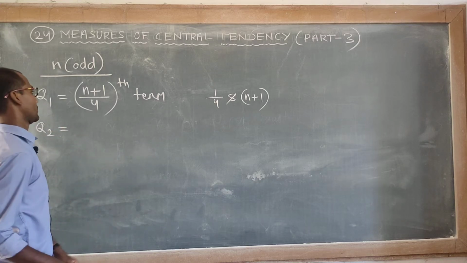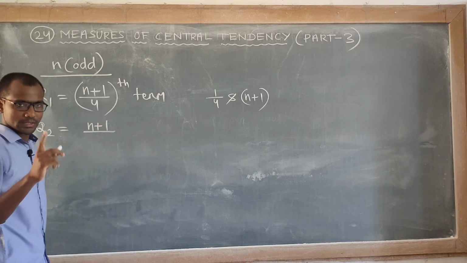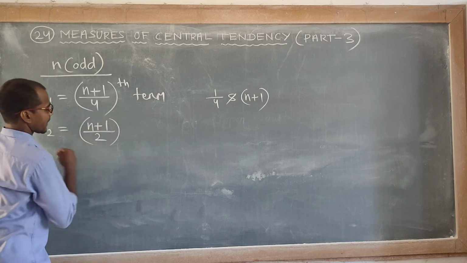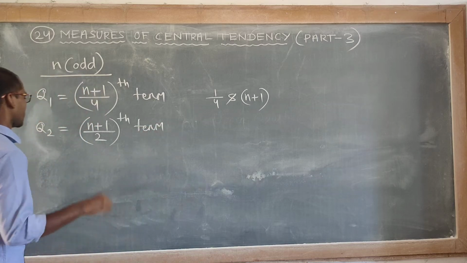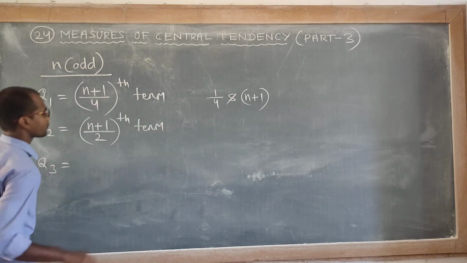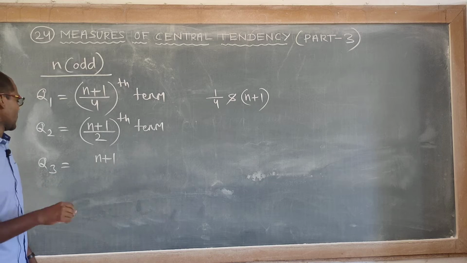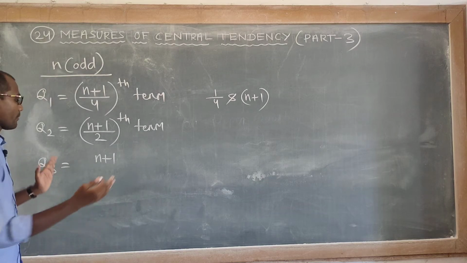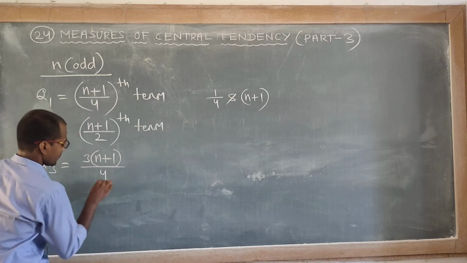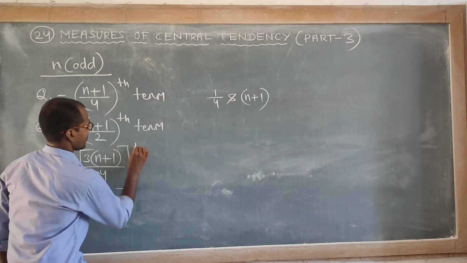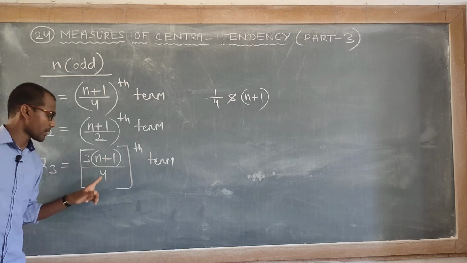Now Q2 means median. Okay. Since it is odd, again n plus 1. Then median means 1 by 2. So combining these two, we get n plus 1 by 2 term. Okay. Q3 is equal to again odd. So n plus 1. Then upper quartile is equal to 3 by 4. So combining these two, 3 by 4 and n plus 1, we get okay 3 whole n plus 1 by 4th term.